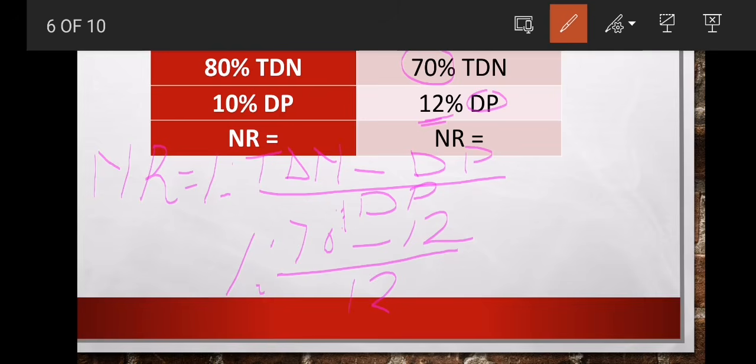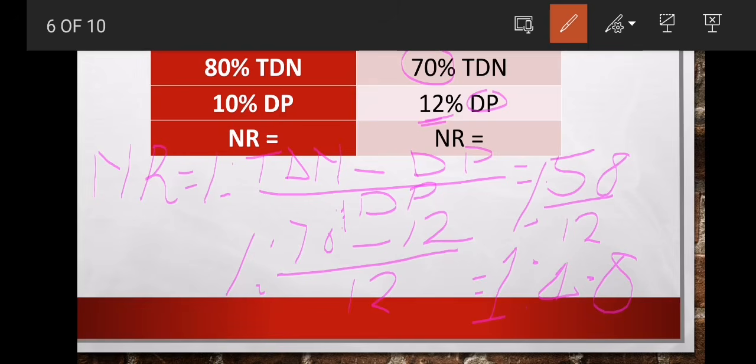You say 70 minus 12. You punch your calculator. What do you get? You get 58. We have our 1 here, divided by 12. You punch your calculator: 58 divided by 12. You have the 1 again here. What do you get? You get 4.8, which can be rounded off to 1 is to 5. So that's how simple it is for you to calculate the NR.